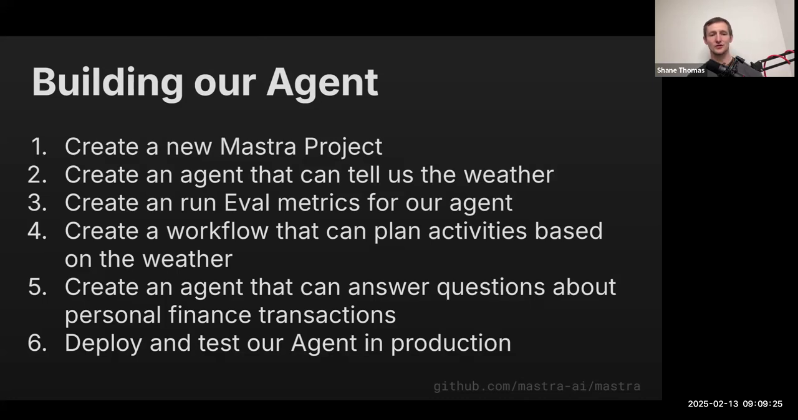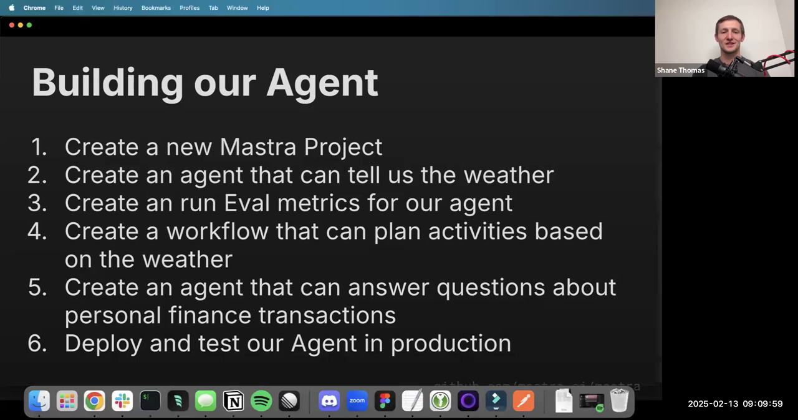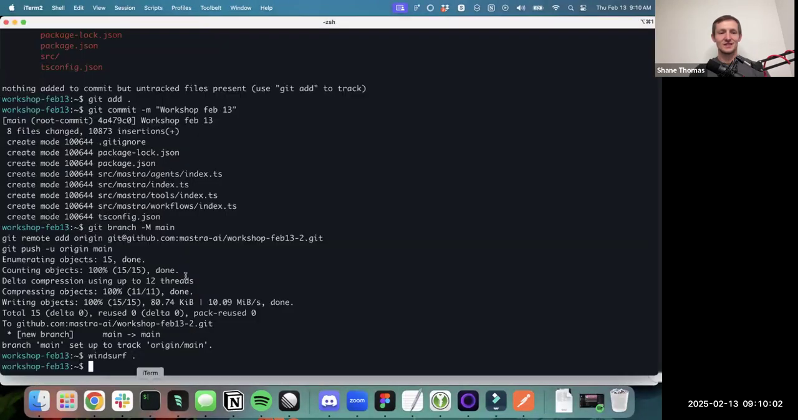So we're going to create a new Mastra project. We'll create an agent that can tell us the weather. So we'll do the simple example. We'll run some eval metrics for our agent. We'll talk about a workflow that can plan activities based on the weather. We'll also then create an agent that can answer questions about maybe some personal finance transactions in a Google spreadsheet. And then we'll deploy and test our agent in production. So we'll actually deploy it somewhere so it can be live on the internet. And if we can do that in a half hour, I'd call that a pretty rapid fire workshop. So let's go ahead and see if we can get started.